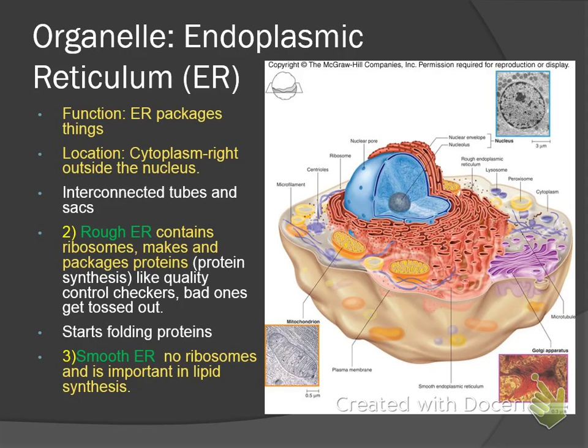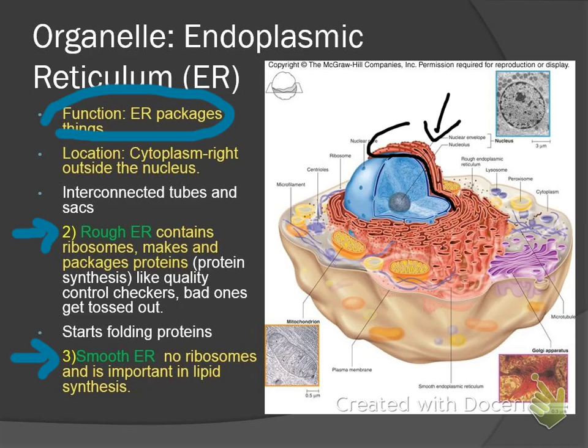Then you have the endoplasmic reticulum. Its function is to package things, and I have it split up into rough and smooth. If you look, the endoplasmic reticulum is sitting outside of the nucleus, all of this orange stuff, and it's connected directly to the nucleus. The rough endoplasmic reticulum is responsible for making and packaging proteins that your body needs, whereas the smooth is responsible for lipid synthesis. The location is directly outside the nucleus in the cytoplasm.